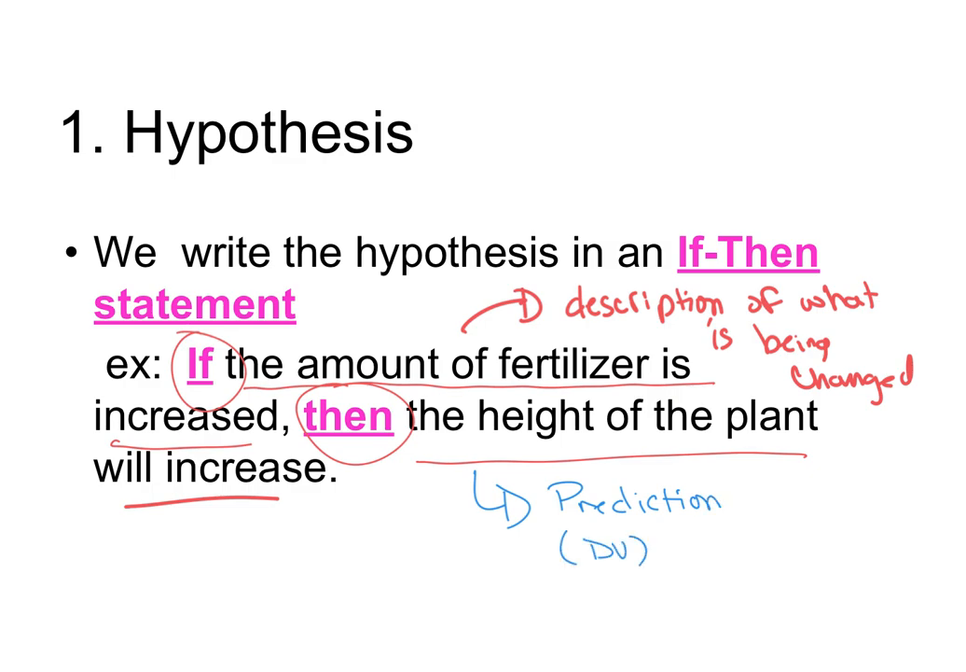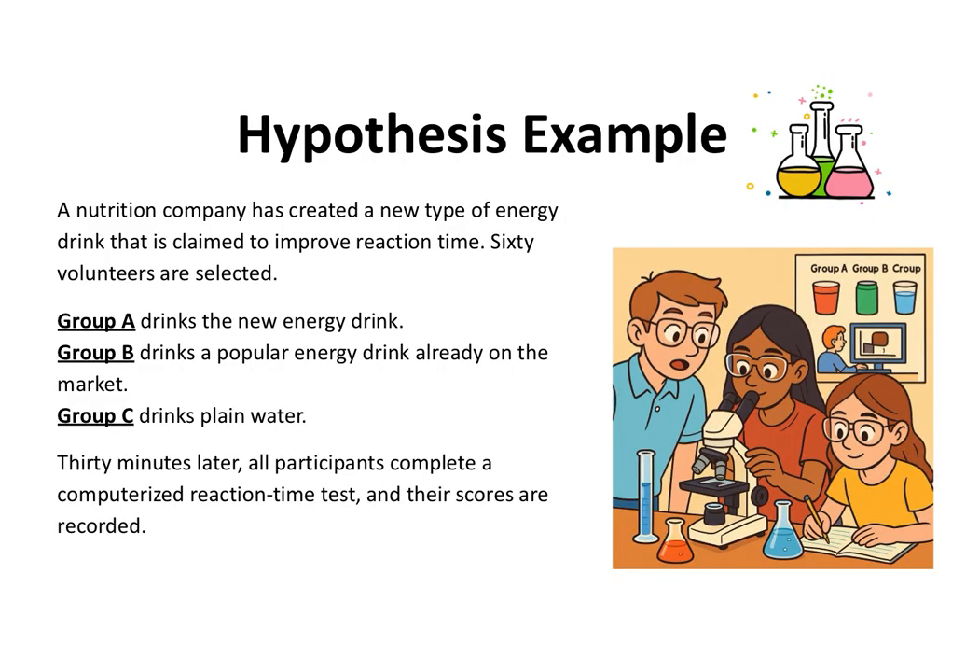Now, always, always, always, when working with this, be specific. Tell me exactly what you think is going to happen and which group is going to be involved. So if we take a look at an example here, we have a nutrition company that has created a new type of energy drink that is claimed to improve reaction time. 60 volunteers are selected. Group A drinks the new energy drink, Group B drinks the popular energy drink, and Group C drinks the water.